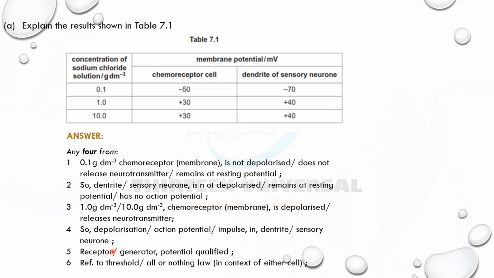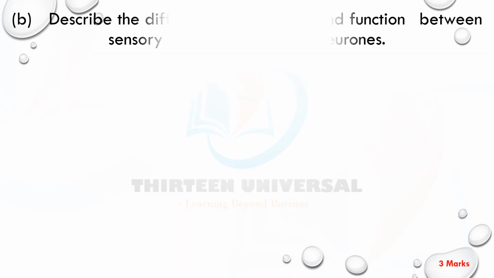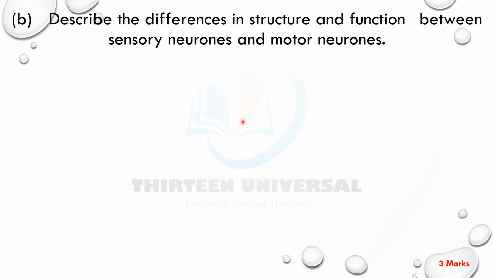So you make mention of the fact that the change in membrane potential in the chemoreceptor is the generator potential, and it is greater than the threshold potential, and that's why the action potential is initiated. All right, let's go to the next question. Describe differences in the structure and function between a sensory neuron and a motor neuron.